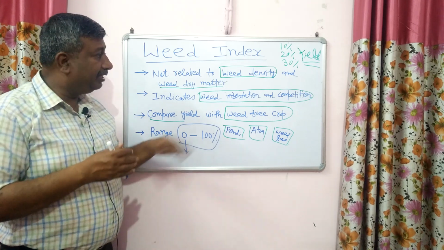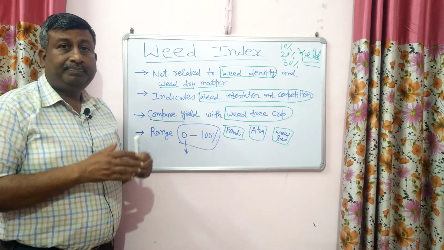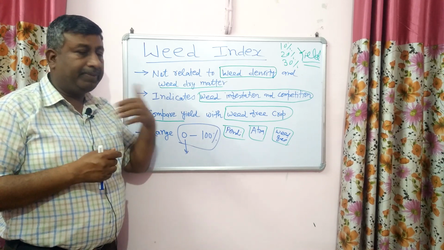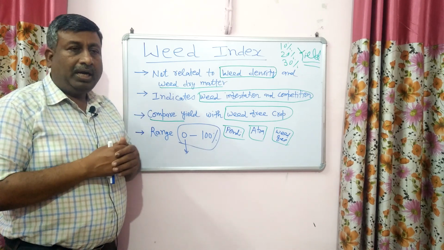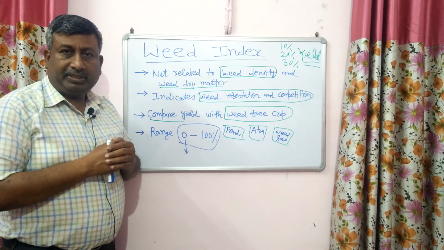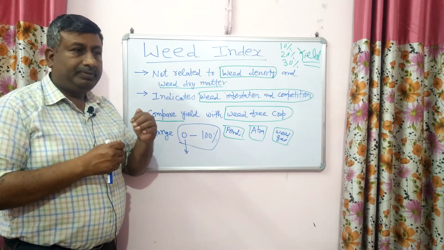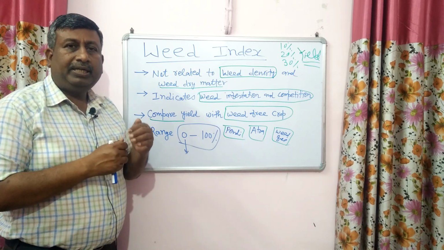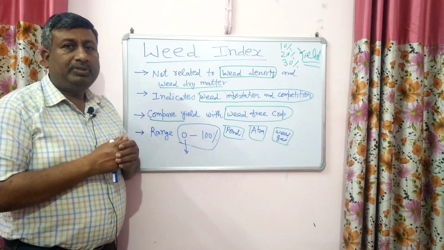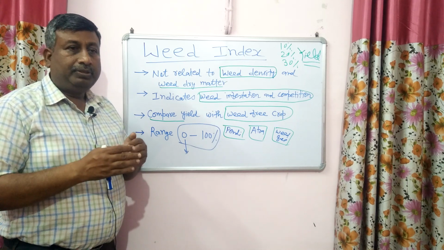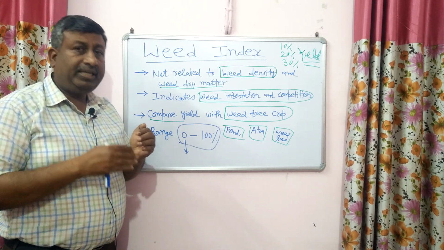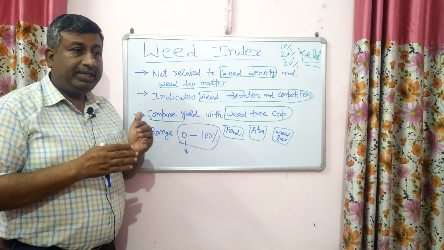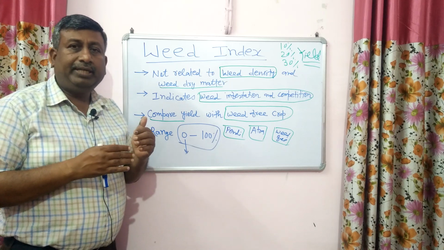Then how is it related with the weed competition and weed infestation? If weed competition is high in treated plot, suppose we are applying pendimethalin in a plot and weeds are not controlled by pendimethalin, then weeds will offer a competition, crop faces competition with the weeds. Definitely yield will be low. When yield will be low, then weed index value will be high. So in this case, weed index is high, it means we can say the weed competition is more. So indirectly it indicates the weed competition.